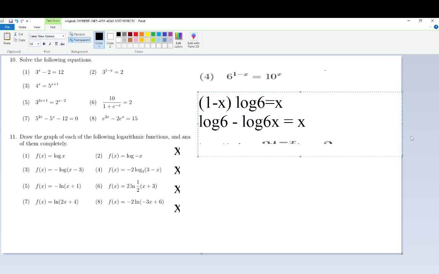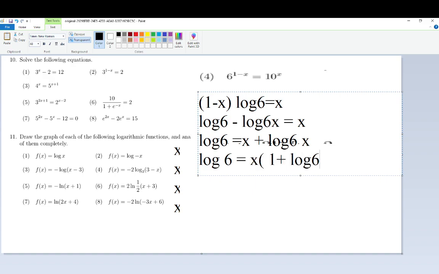Now I've got to add that to both sides, plus x log 6. Now I can factor out an x on the right side. I get 1 plus log 6. Then I can divide it. So x is going to be log 6 divided by 1 plus log 6. You can always put it in your calculator to see if that's true.